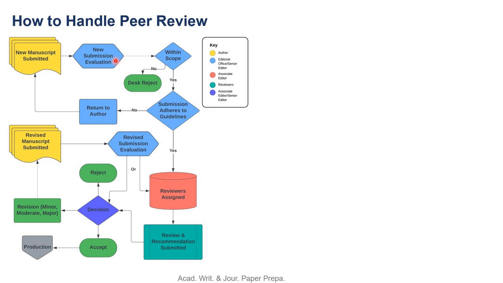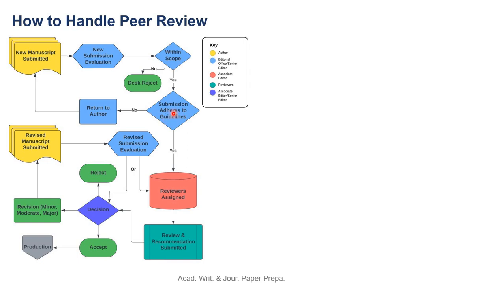The process begins when the author, or you, submit a new manuscript to the journal. At the first step, the editorial office or the senior editor conducts an initial assessment of the manuscript to see whether it lies within the scope of the journal or not. If not, the senior editor decides to desk reject it. The manuscript is rejected without any further reviewing. If yes, it will proceed to the next step.